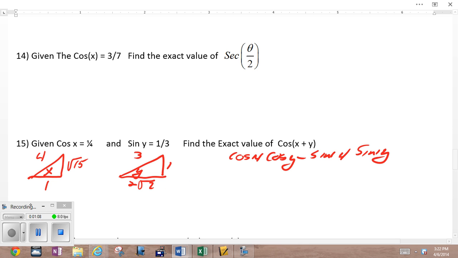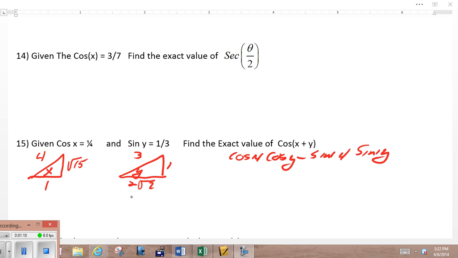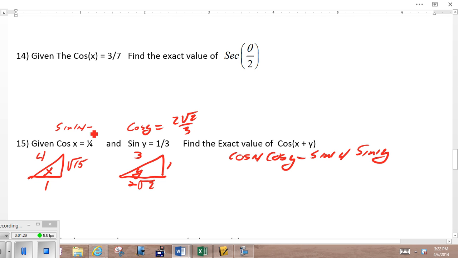So here's what we have. We have basically that the sine of y is 1/3, and of course the cosine of y is equal to 2 root 2 over 3, and the sine of x is going to equal root 15 over 4. So we just plug those values in.